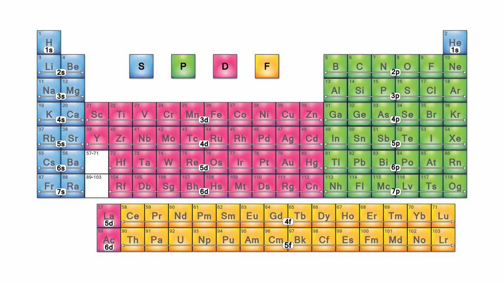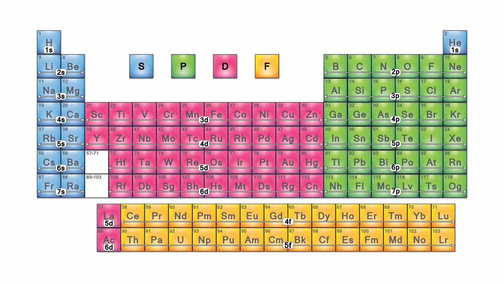In the middle of the periodic table lies the D block, home to the transition metals spanning groups 3 to 12. For these elements, the D orbitals are being filled. These orbitals have more complex, often cloverleaf shapes, and their filling accounts for the unique properties of transition metals, such as their vibrant colors and variable oxidation states.